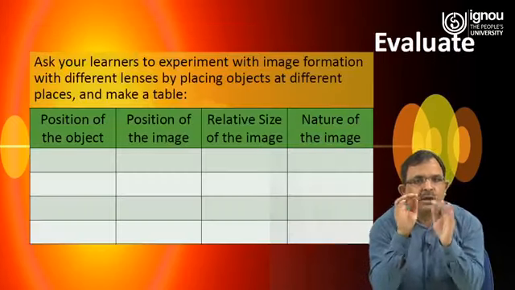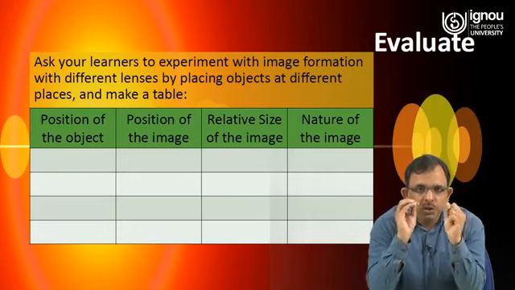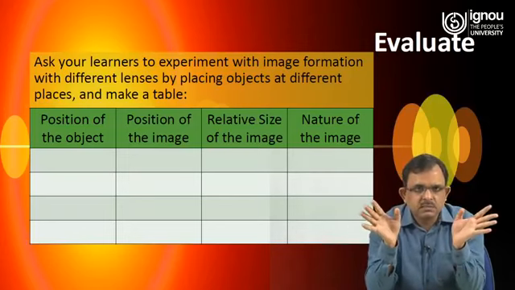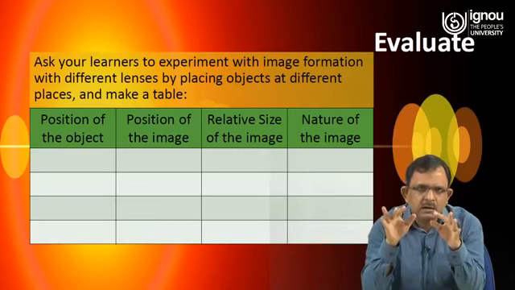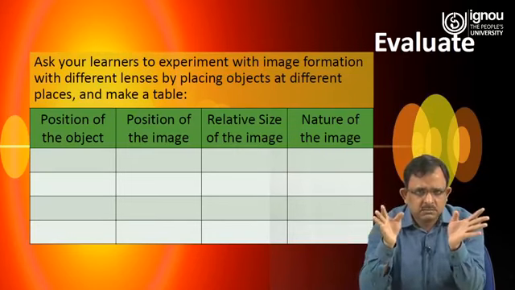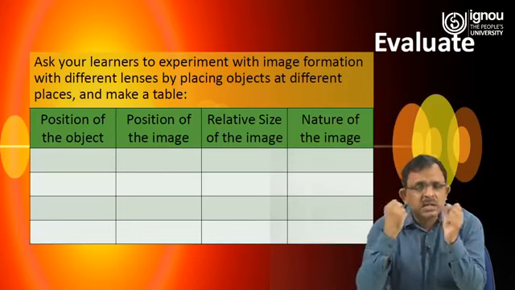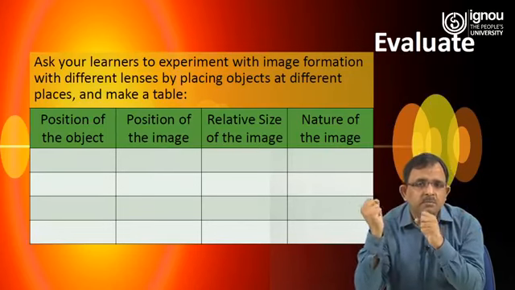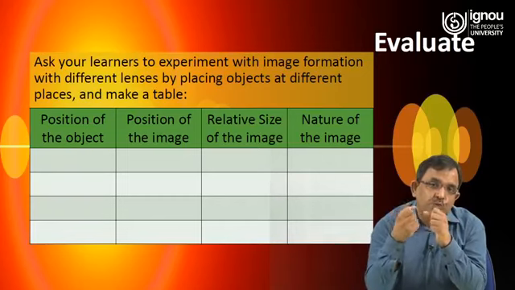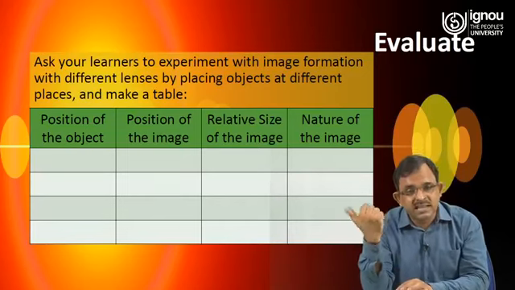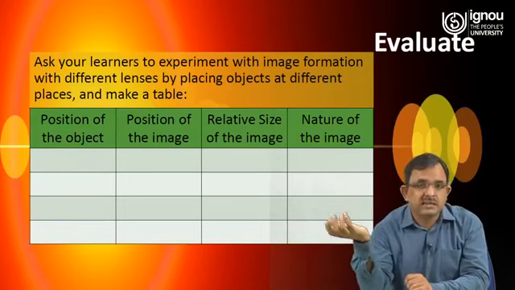So, what do you need to do again? You give your learners different types of lenses, an optical bench, and some object or a candle. Let them experiment. Let them put the object at different places. Let them place lenses at different places. Let them try to find out where the image is, what is the size of the image and what is the nature of the image.